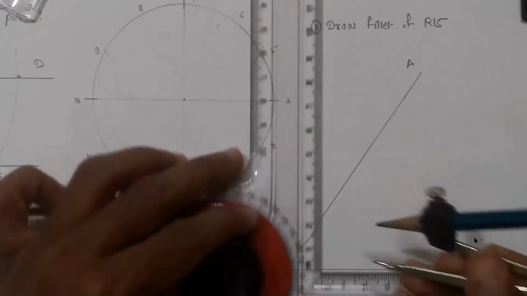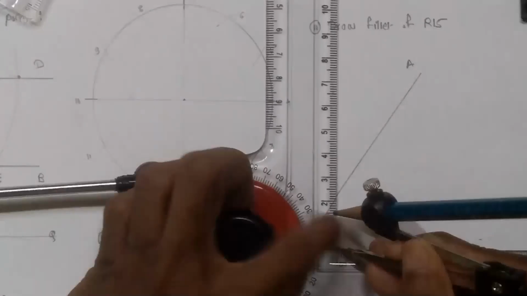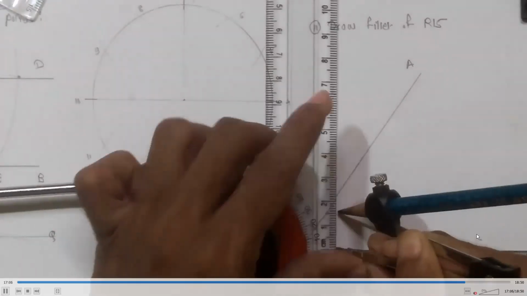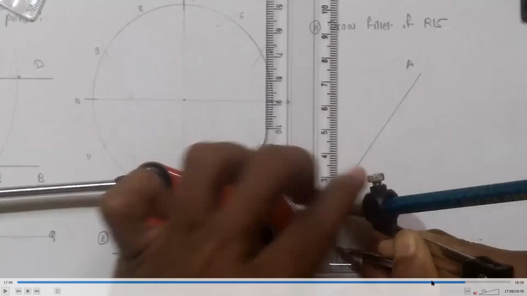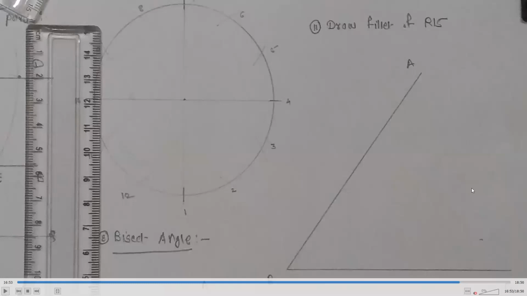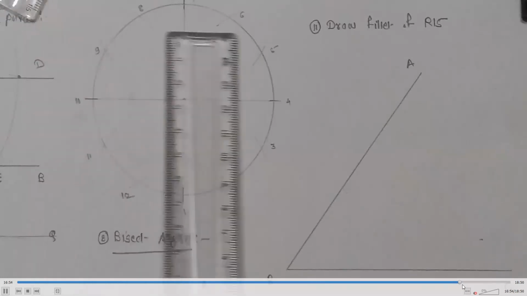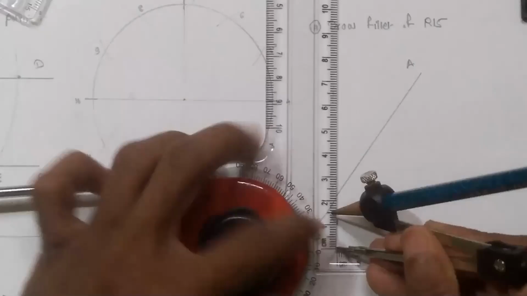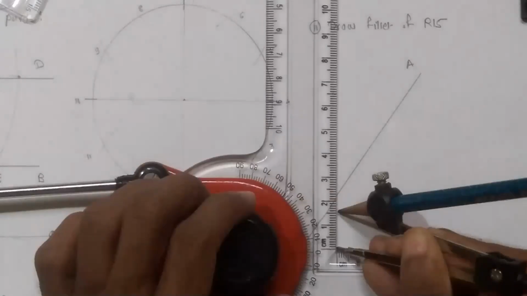Similarly, we can draw the fillet arc for acute angles. So here the line AB and line BC, okay, they are inclined, and we have to draw the fillet arc of radius 15 mm. So first step is to take the distance 15 mm in your compass.